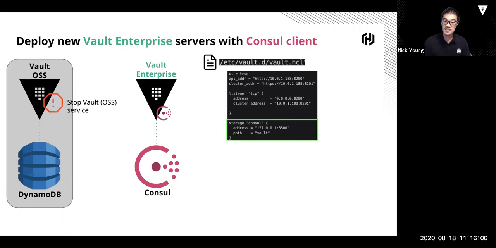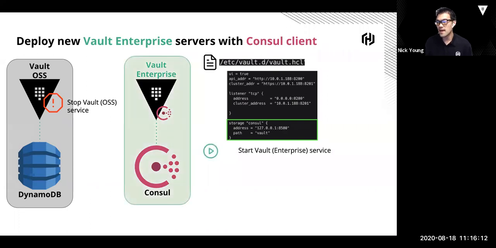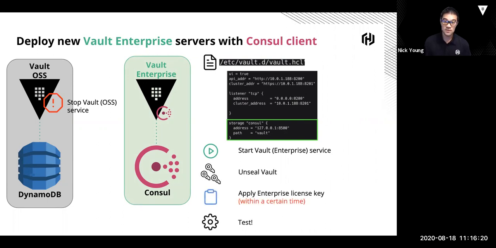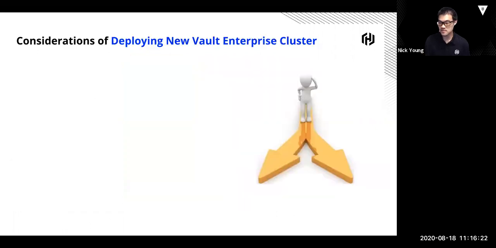And then this is a key step too. You want to stop your Vault service running on Vault open source, and then start the Vault service running the enterprise binaries. And then the same thing: unseal Vault, apply your license key if it applies to you, and then test. So that one's pretty quick just because I showed you most of the grunt work with the in-place upgrade.